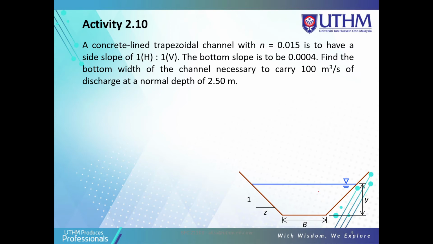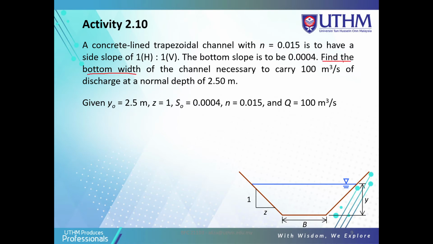depth of 2.5 meter. So given y naught is 2.5, the normal depth. So z is 1, s naught is 0.0004 as the bottom slope, n is 0.015, and Q is 100. They want to find the bottom width, to get the value of b of the channel.